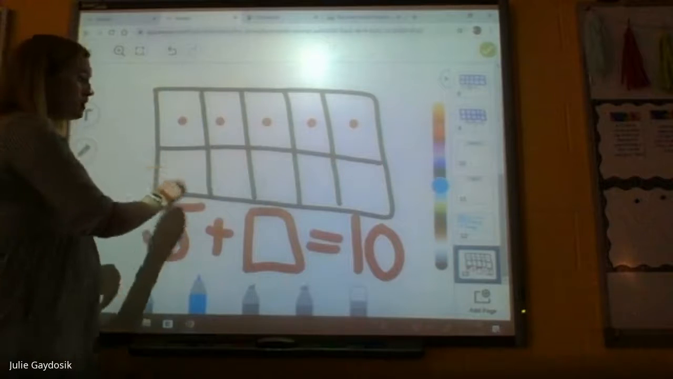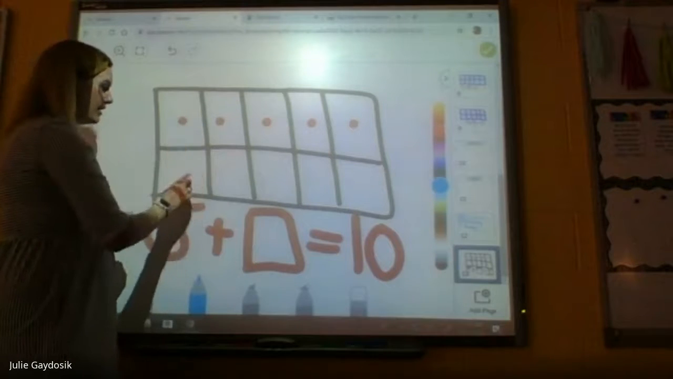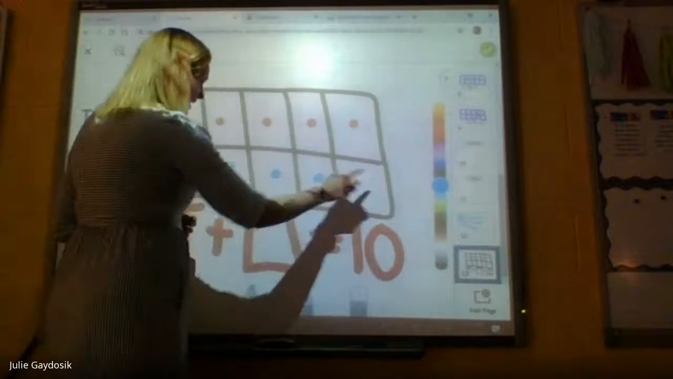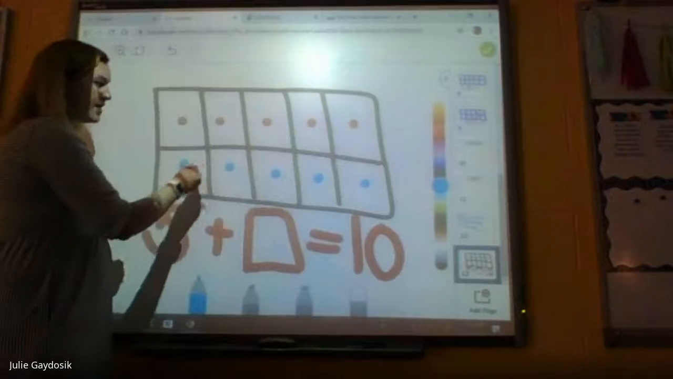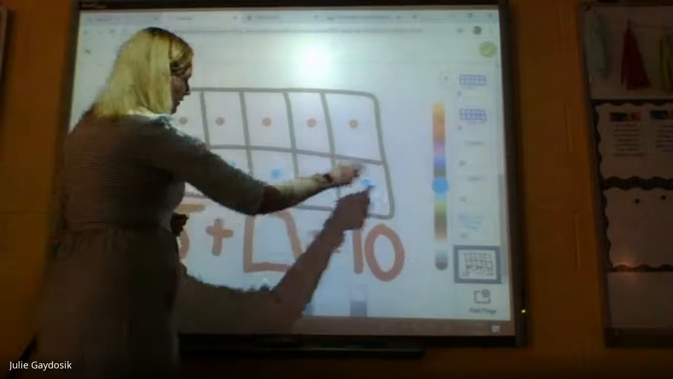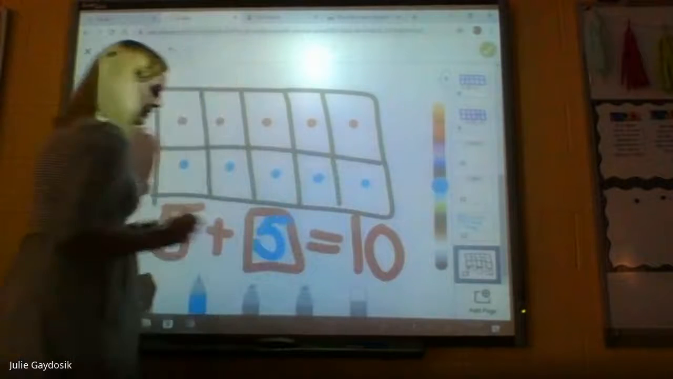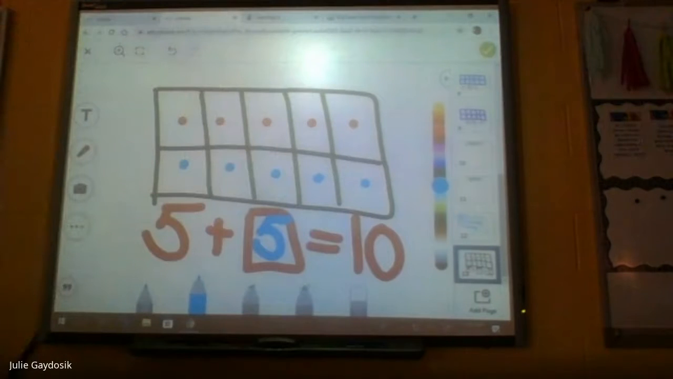Okay, so now what you're doing is you're counting on, so you're going to add in the circles for these, and then you're going to count how many you added. 1, 2, 3, 4, 5. So 5 plus 5 equals 10.